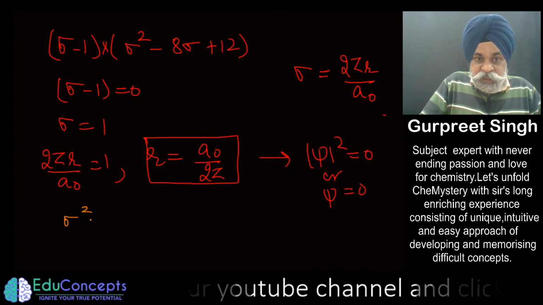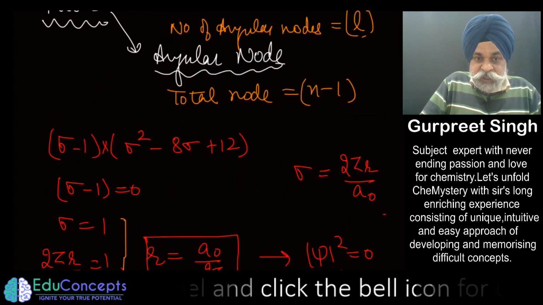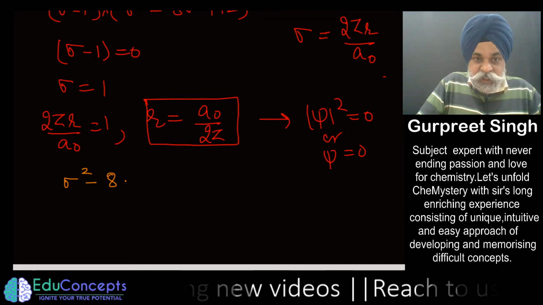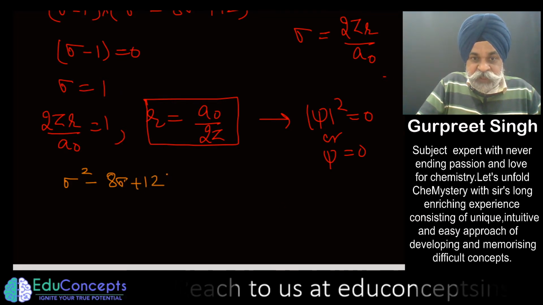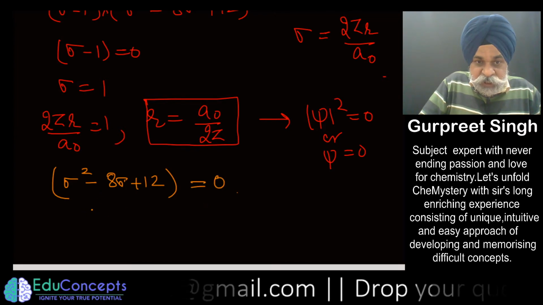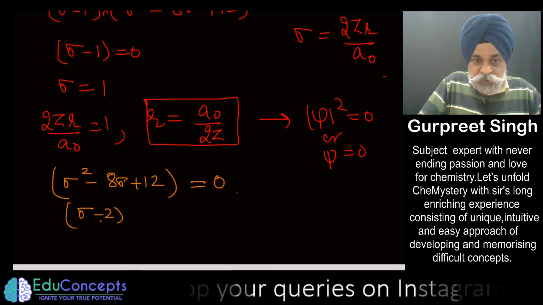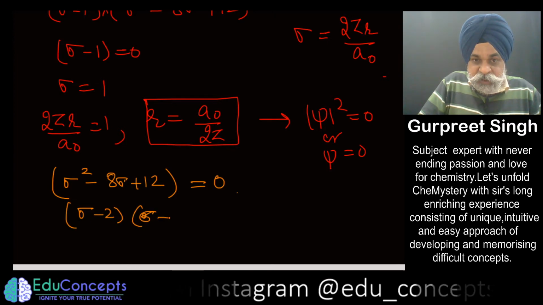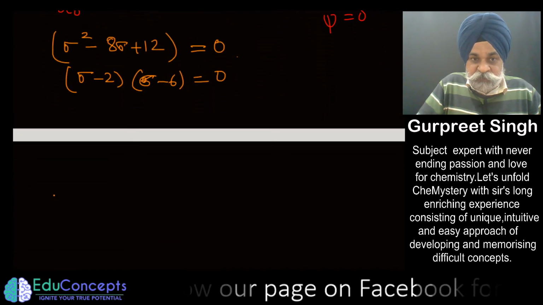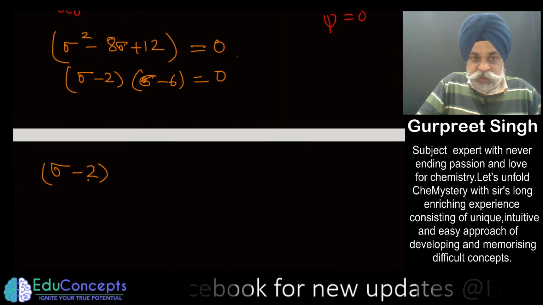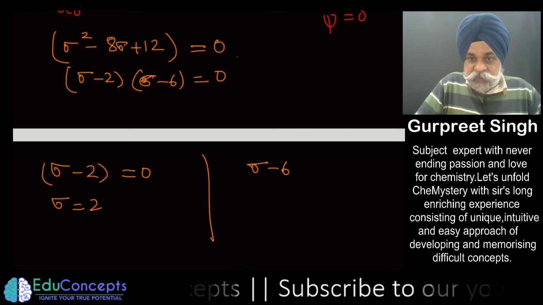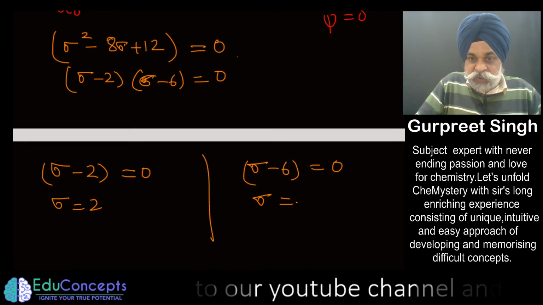If you make delta square minus 8 delta plus 12 equal to 0, the whole equation would become 0. So this is a quadratic equation for which there could be two roots available. Delta minus 2 times delta minus 6 is equal to 0. So now I can create two more things out of it. I can make delta minus 2 equal to 0, so delta is equal to 2, and another I can make delta minus 6 equal to 0, so that is also delta equal to 6.